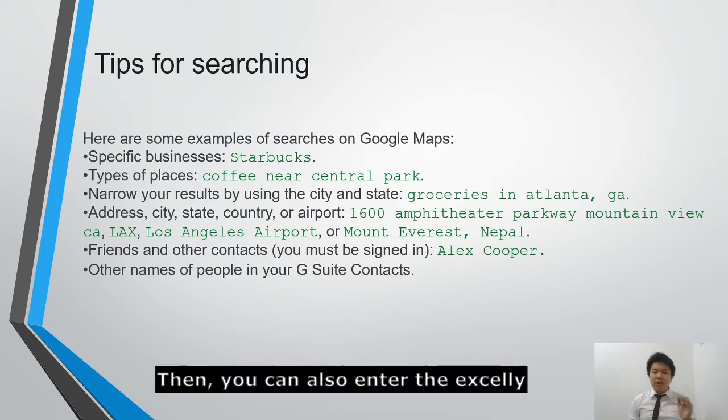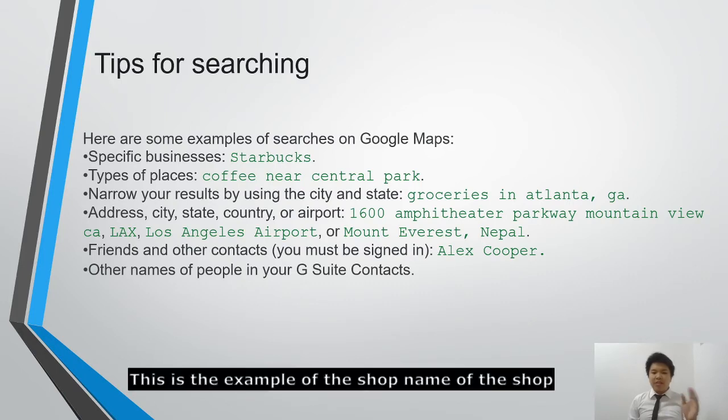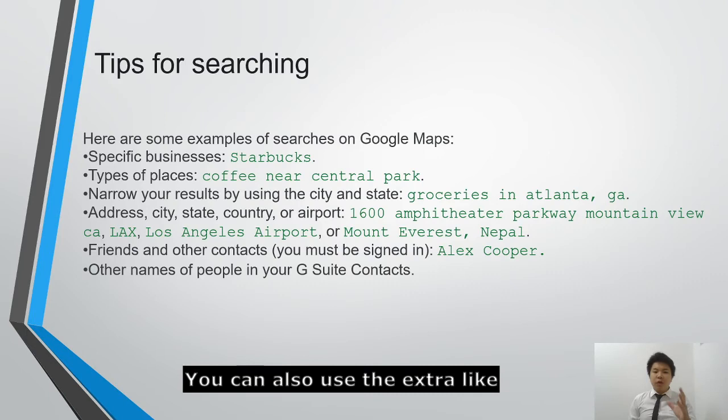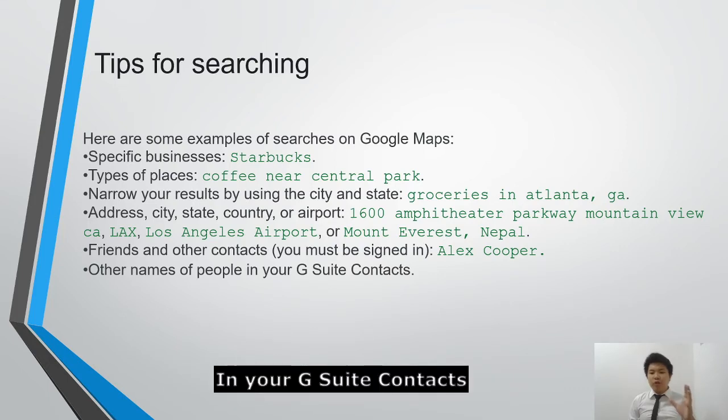Okay, then you can also enter the exact address or the name of the shop. Then it can direct you to the exact place. You can also use extra features, like after you sign in to Google Maps, you can get suggested places from your friends in your contacts.